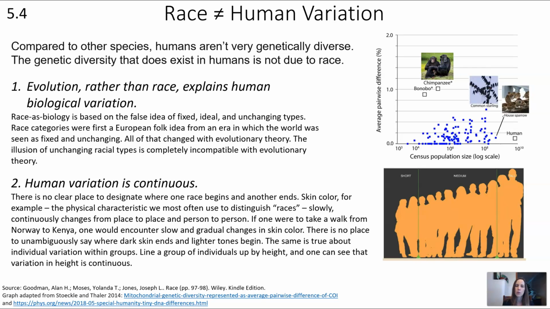The same is true about individual variation within groups. Line a group of individuals up by height and one can see that variation in height is continuous. Drawing lines separating groups is completely arbitrary when it comes to race.